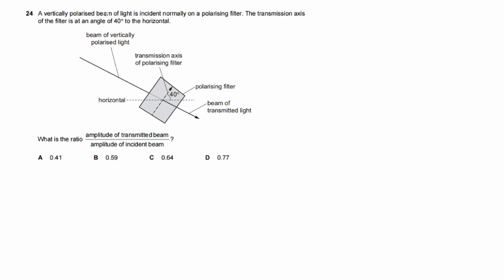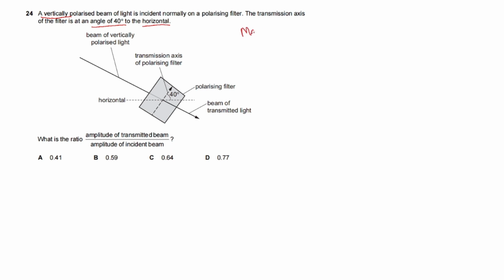The next question, number 24. A vertically polarized beam of light is incident normally on a polarizing filter. The transmission axis of the filter is at an angle of 40 degrees to the horizontal. Please note, the light is vertically polarized, but here the angle is given to the horizontal. What we need to find out is the ratio of the amplitude of the transmitted beam to the amplitude of the incident beam. We know from the question that it is a case of polarization.